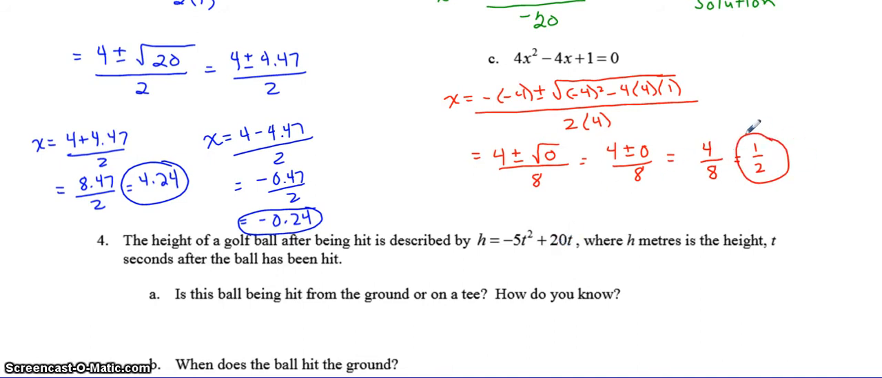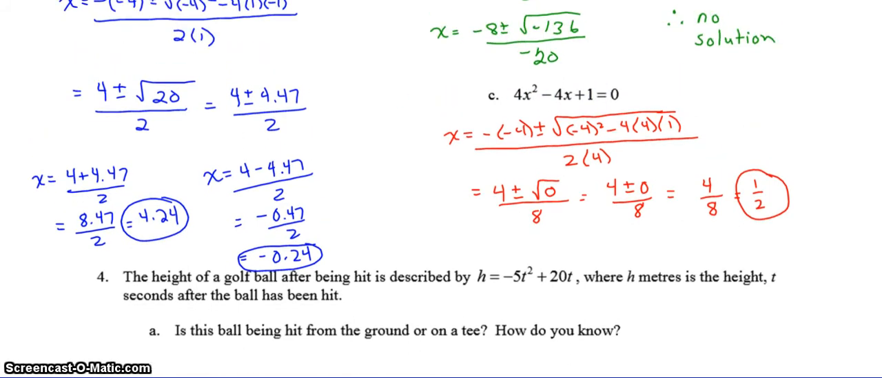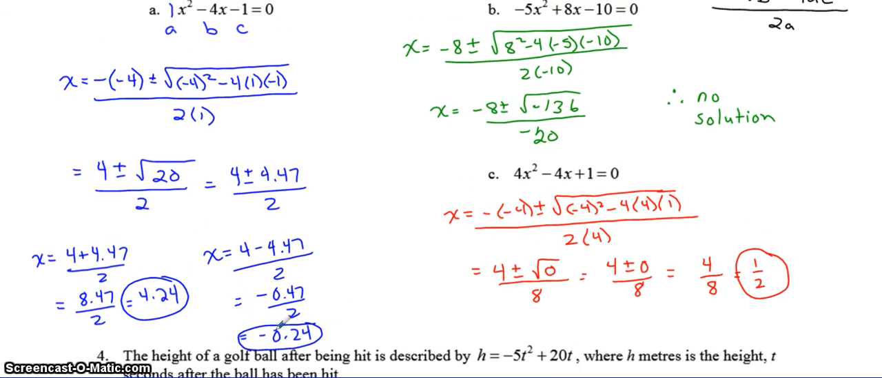Sometimes you only get one answer. This would mean that if you were to graph this parabola, it would only intersect the x-axis in one spot, which is its vertex. So you could get two solutions, one solution, or no solutions.